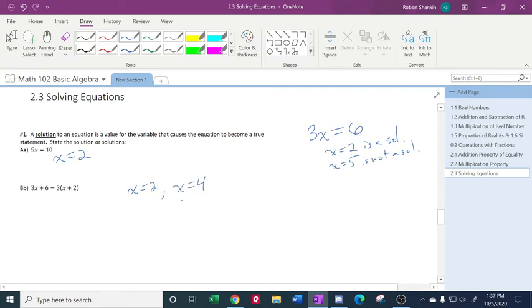Okay, so let's check them. On this first one, we could check it. Does 5 times 2 equal 10? Yes, it does. So let's put 2 in. If we put 2 in, we're going to get what? 6 plus 6. Does that equal 3 times 4? That side's going to give you 12. This side's going to give you 12. It works. So I agree with you. x equals 2 is a solution.